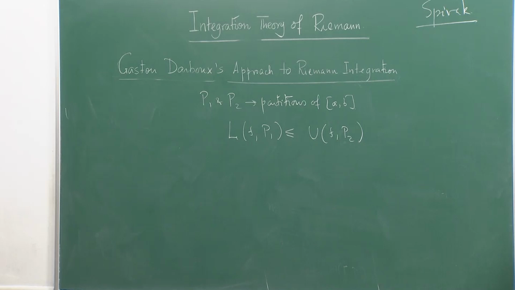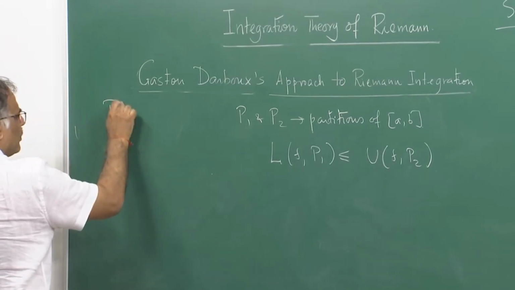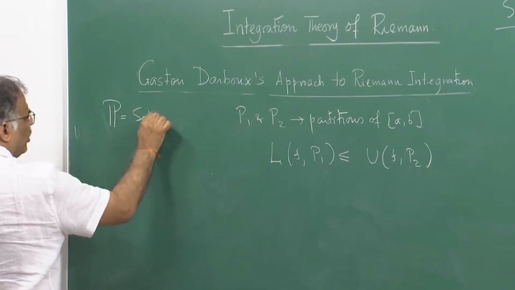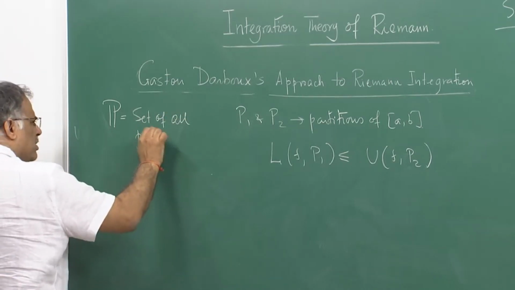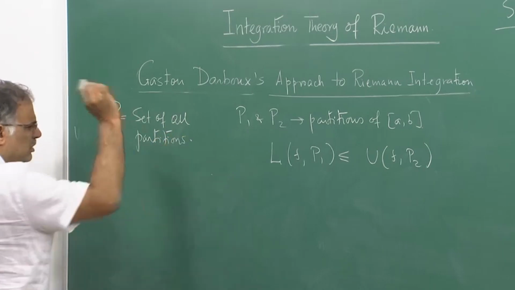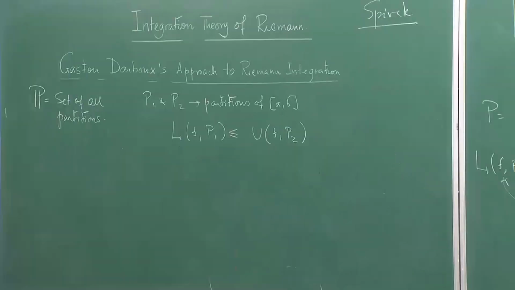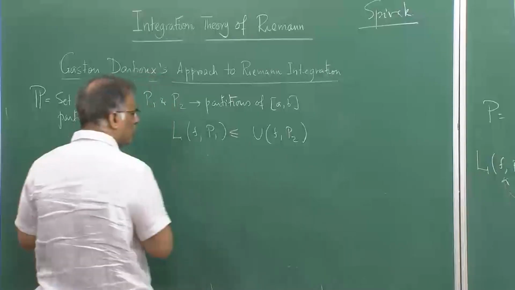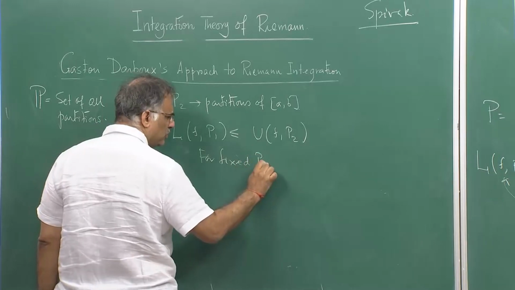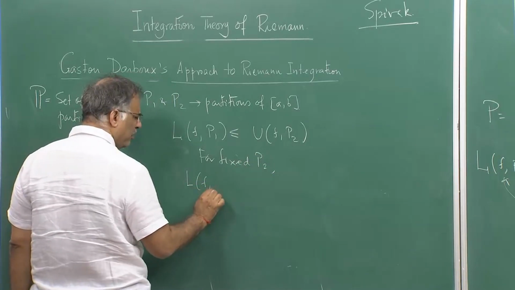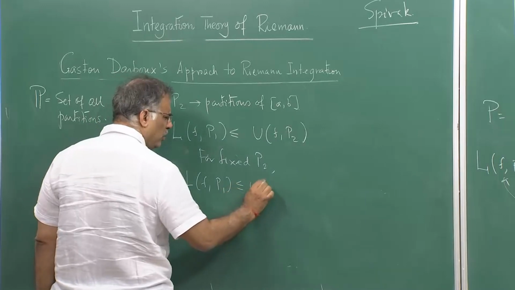Suppose I fix my P2 and then I vary my P1. Here 𝒫 is the set of all partitions, a set consisting of all possible partitions of [a, b]. Of course, this is a countable set. You can have 1 point, 2 points, 3 points, 4 points, 5 points, whatever. So, for fixed P2, L_f(P1) is less than U_f(P2).